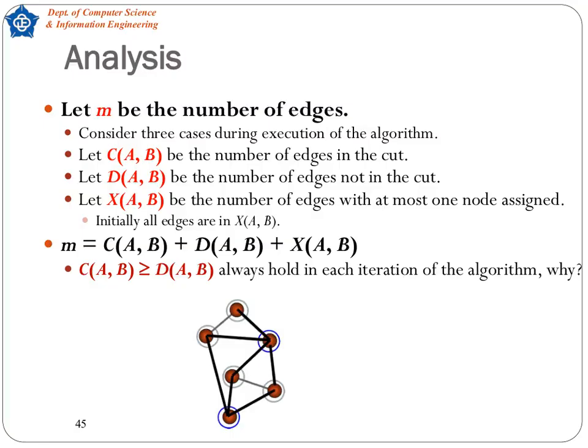Here's an important property that holds true in every iteration of the algorithm. CAB is always greater than or equal to DAB. I encourage you to ponder why this property consistently holds. The image at the bottom of the slide visually depicts a network structure with nodes and edges, illustrating the very kind of graph we're analyzing here.